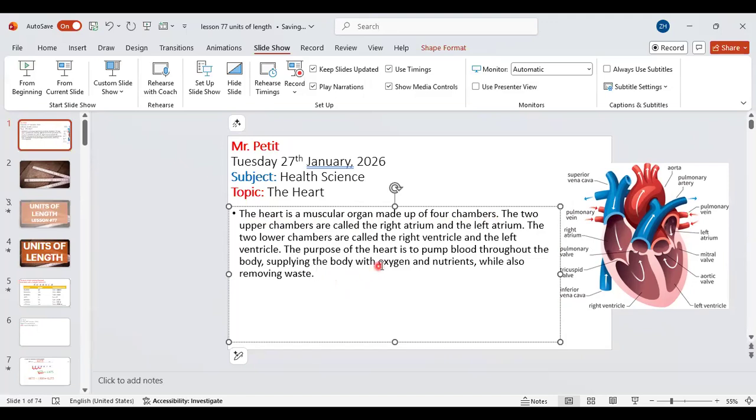All right, so the purpose of the heart is to pump blood throughout the body, supplying the body with oxygen and nutrients, while also removing waste. And we're talking about waste like carbon dioxide, right? Because we exhale carbon dioxide.